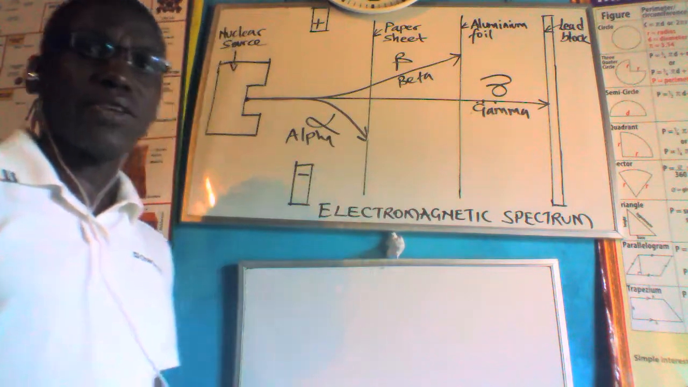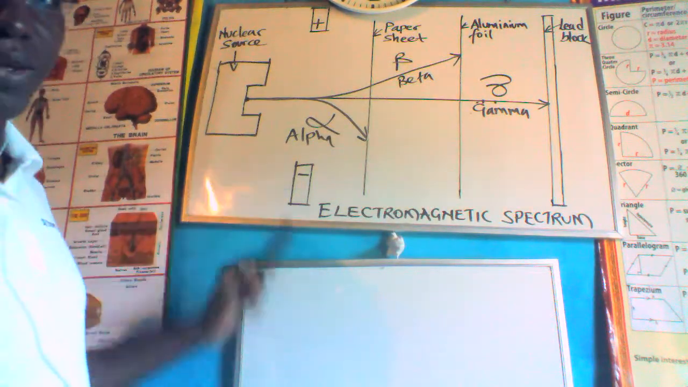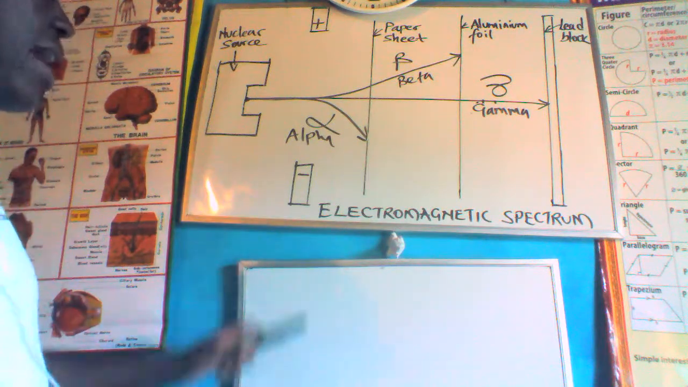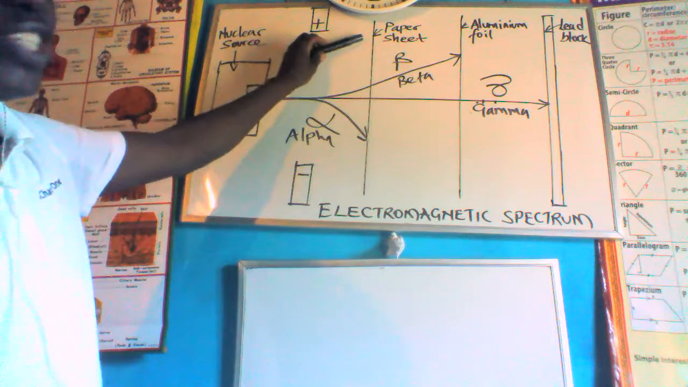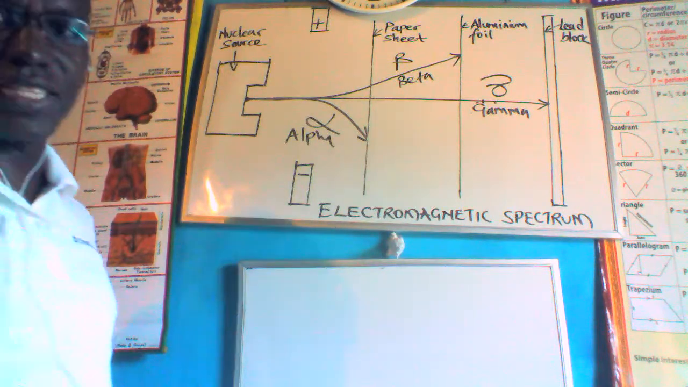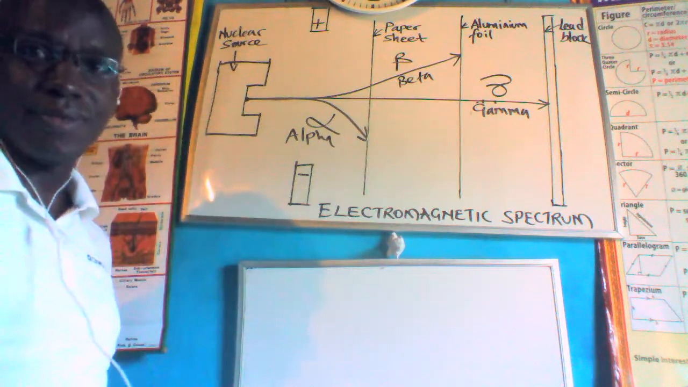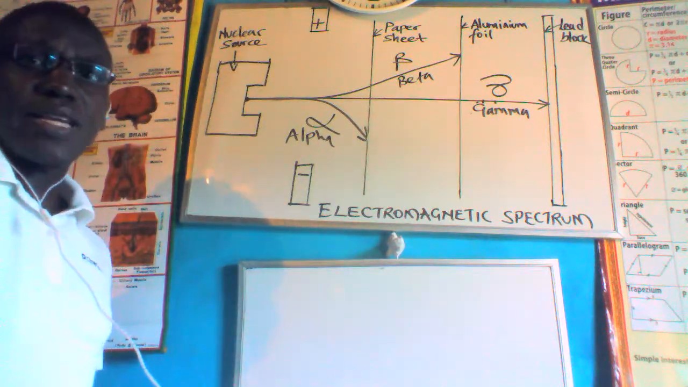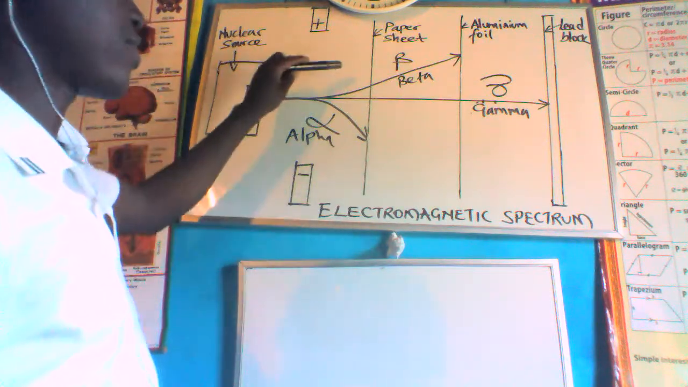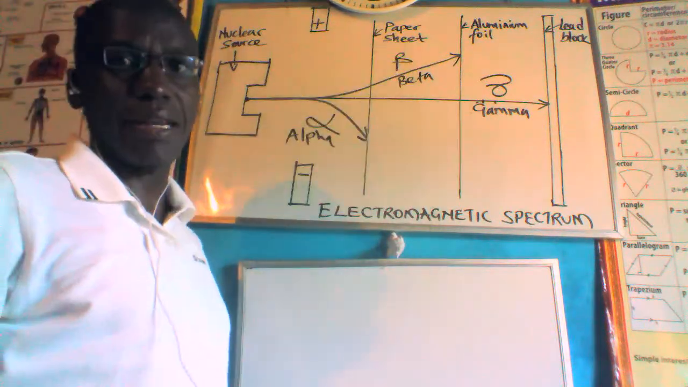The alpha particles, being positively charged, are normally attracted towards the negative terminal, and since they are of low intensity, they are easily stopped by a thin sheet of paper. The beta particles are negatively charged. Thereon, they are attracted towards the positive terminal, and since they are moving at relatively medium intensity, they penetrate the thin sheet of paper but are stopped by the aluminium foil.